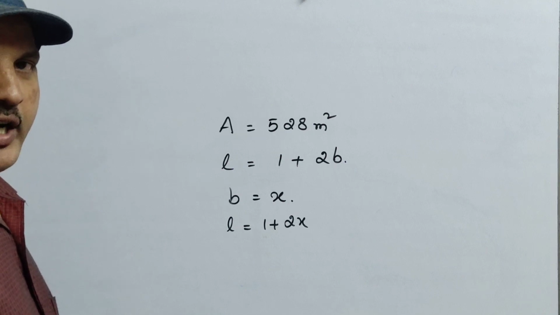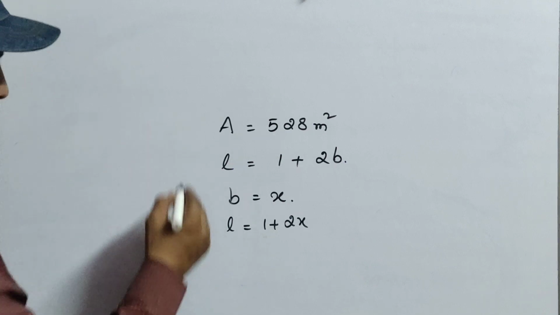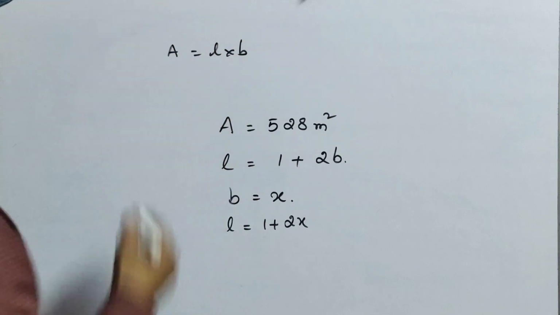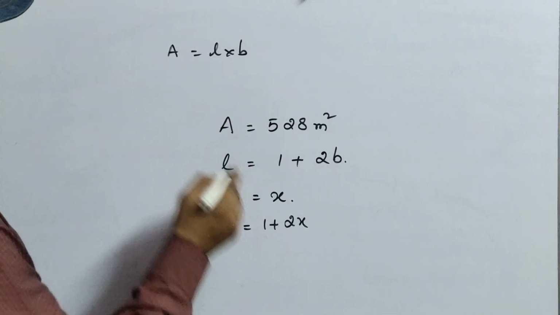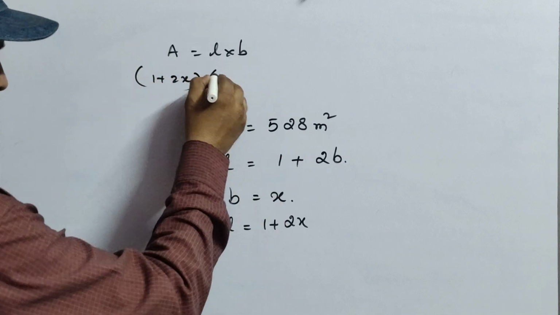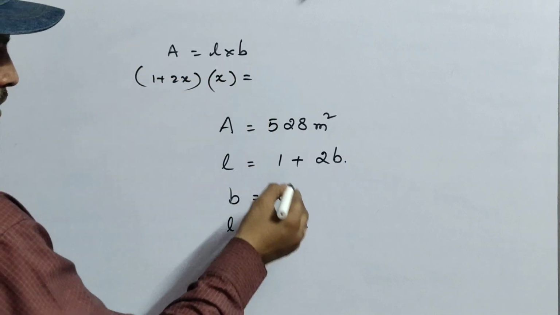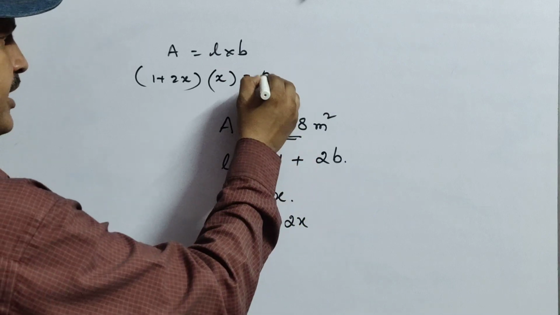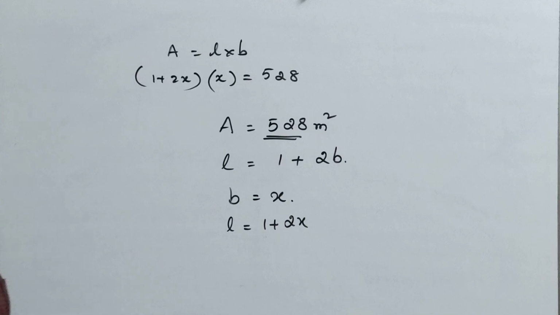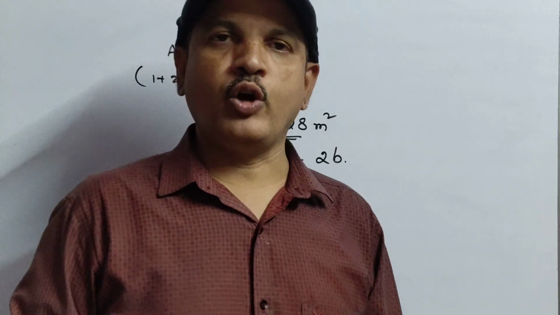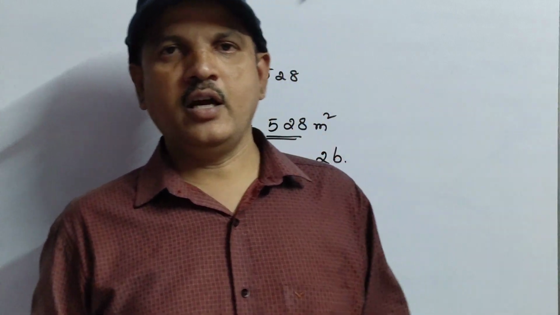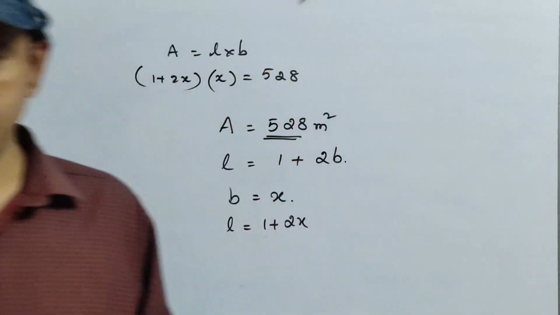Now you know the area of rectangle formula, right? What is the area of rectangle formula? L into B. That means (1 plus 2x) into x equals how much area is given? 528. So if you solve this equation, you are going to get that equation in quadratic form. Now let us see the solution for this.